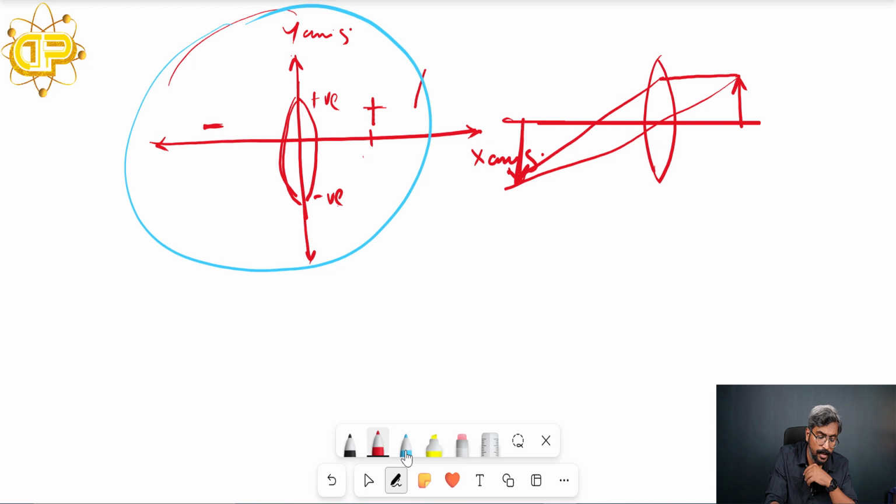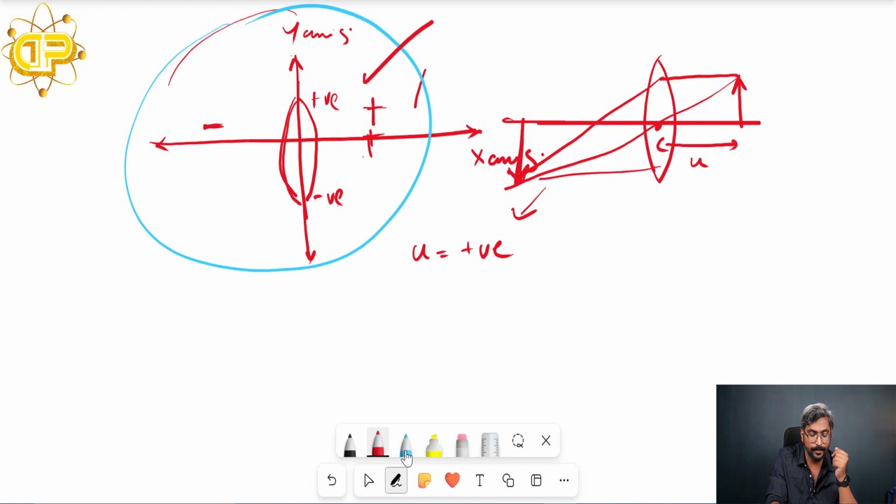Why? Because here you will be always positive. Why? Because according to this mathematical convention, the right side of the x-axis will always be positive. Here, this is the optical center, then optical center to the object will be taken as u, and optical center to the image is taken as v. Then u will be always positive, and here in this case, v will be negative. But actually, is it so?